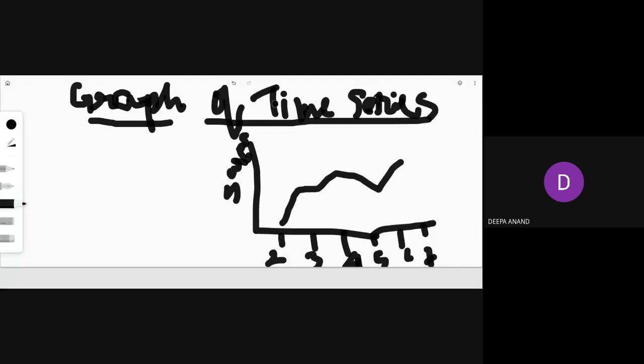So in this case, what is given? Sales at different points of time. What is the variable here? The variable is sales, at different points of time. Such a representation is known as graph of time series. Any variable at different points of time is known as graph of time series. You write the technique of graphic presentation.